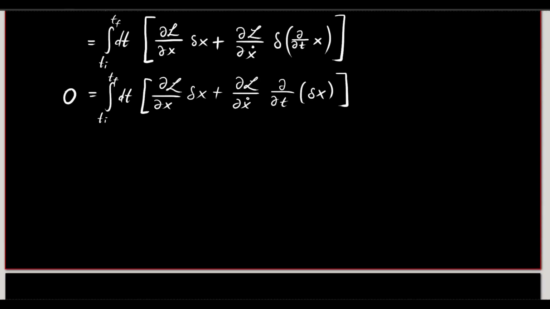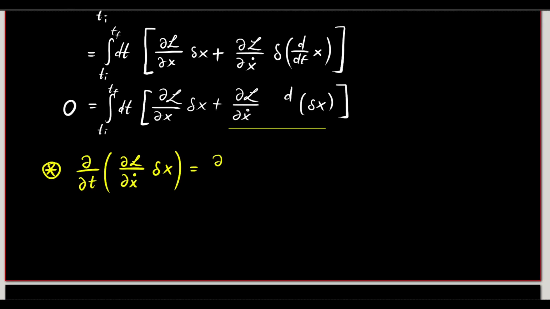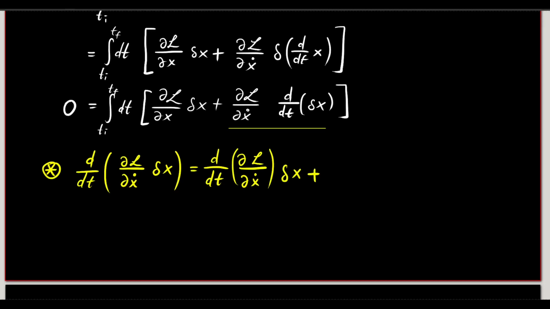Anyway, back to our equation. A trick to simplify this integral is to focus on the second term. It would be nice if the time derivative is acting on the whole term, not just the delta x. So let's check the time derivative of the whole term and see how it compares to our last term. These should not be partial derivatives, by the way. The time derivative of the whole term is this. I just used the product rule to get this.